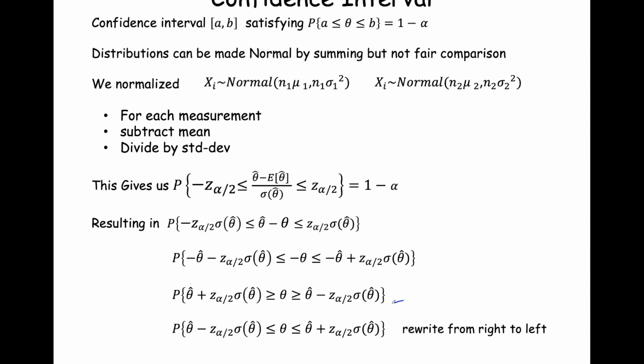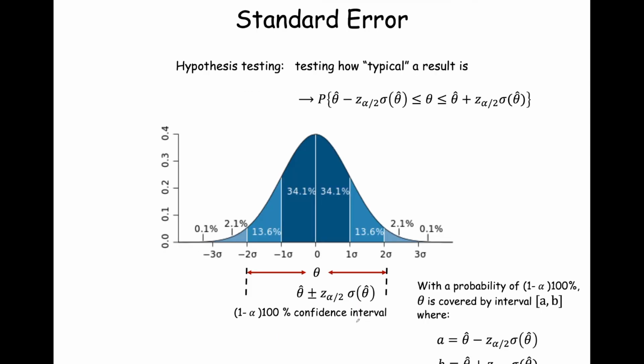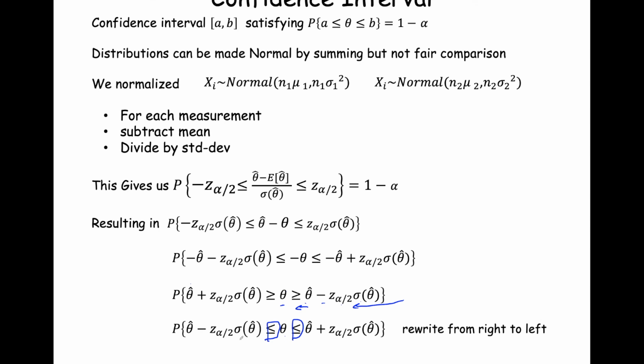Now we're going to read it in the other direction. So we're going to write theta hat minus the z-score times our standard error, and then we read out less than or equal to. Here's our less than or equal to, theta, and here's our less than or equal to again. And we're going to say theta hat plus our z-score times our standard error of theta hat. So we do this rewriting. It does not change it mathematically. And this is going to give us our expression.